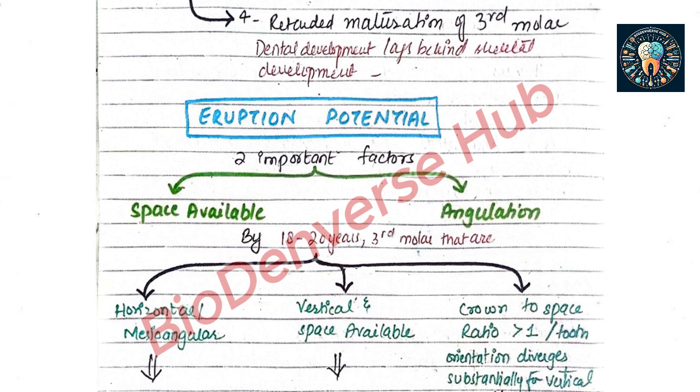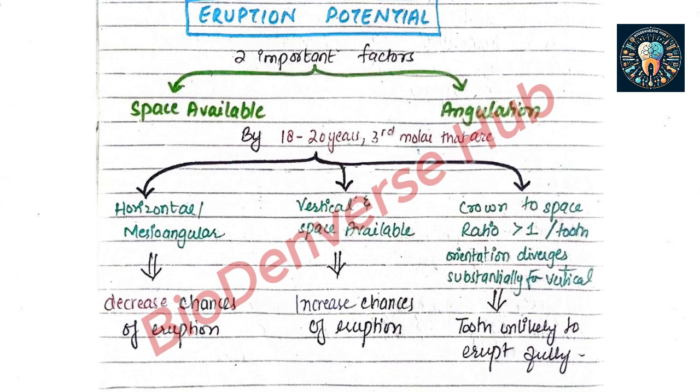Now we will be studying some eruption potentials, and for that we need to study the space available and angulation. They are the two most important factors that will determine the eruption potential of a tooth. First of all, if the required amount of space is available, enough for eruption to occur, the tooth will definitely erupt into its desired space. But if the space available is less than the space required, it will lead to impaction of that tooth. It will usually not erupt due to the lack of space.